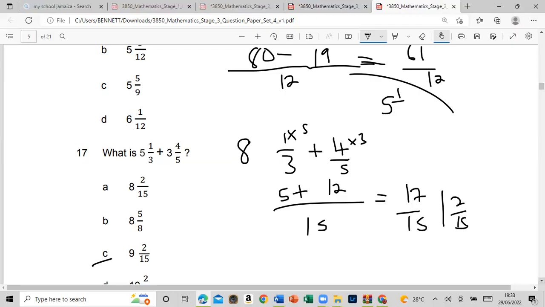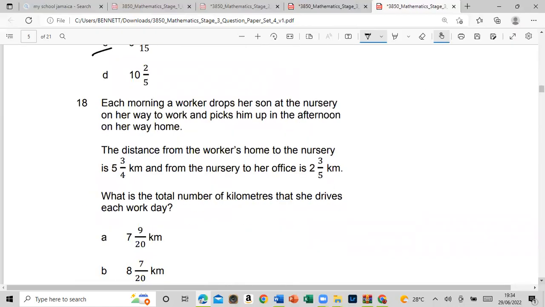We need a break. Each morning, our worker drops her son at the nursery on her way to work and picks him up back in the afternoon on her way home. So she drops him off, she picks him up back. All right. Distance from the worker's home to the nursery is 5 3/4 kilometers. And from the nursery to her office.